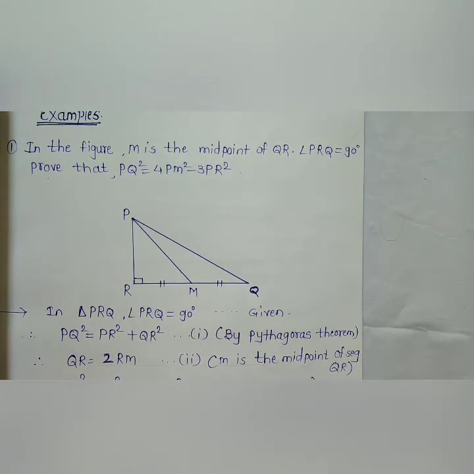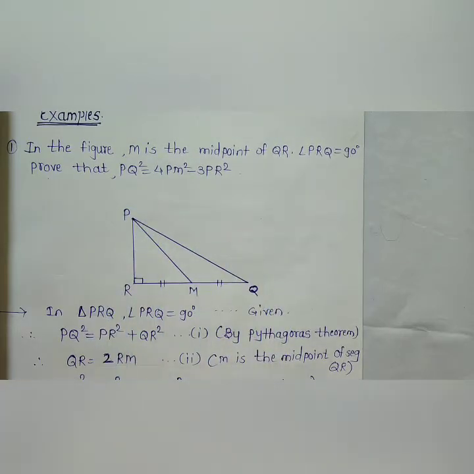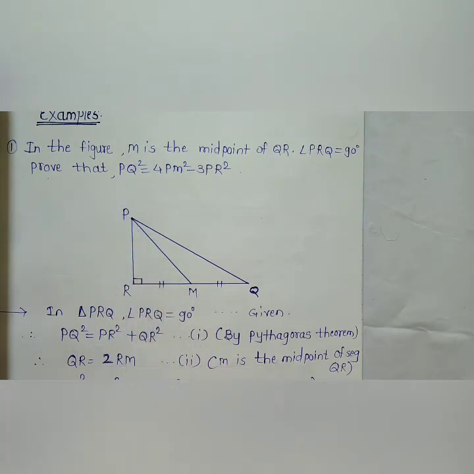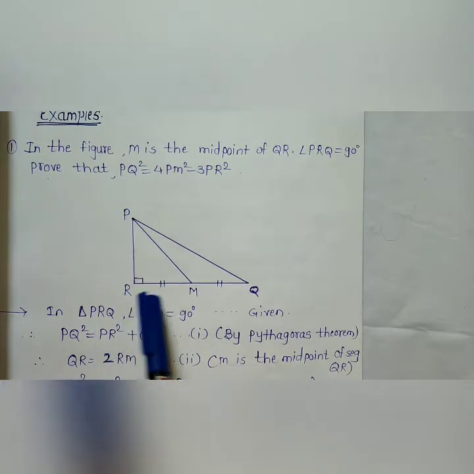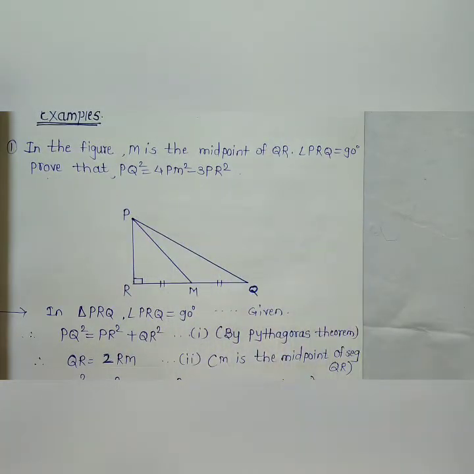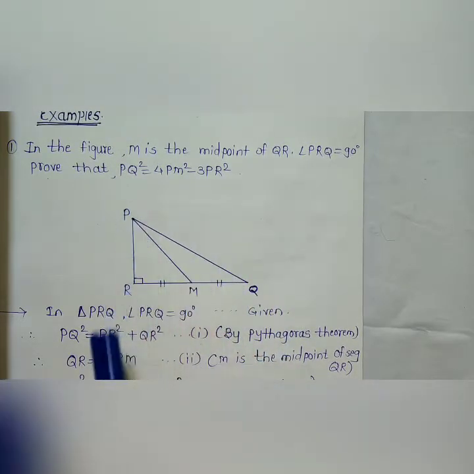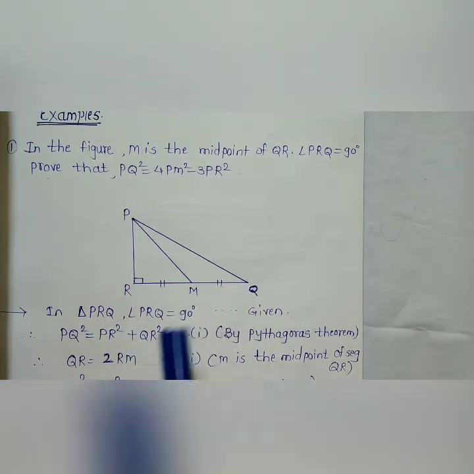Okay. Therefore, solution: in triangle PRQ, the measure of angle PRQ is equal to 90 degrees, and this is given. Therefore, apply Pythagoras theorem to triangle PRQ. What is the Pythagoras theorem? The square of the hypotenuse is equal to the sum of the squares of the other two sides. Here in triangle PRQ, PQ is the hypotenuse and the remaining two sides are PR and RQ. Therefore, PQ square is equal to PR square plus QR square.